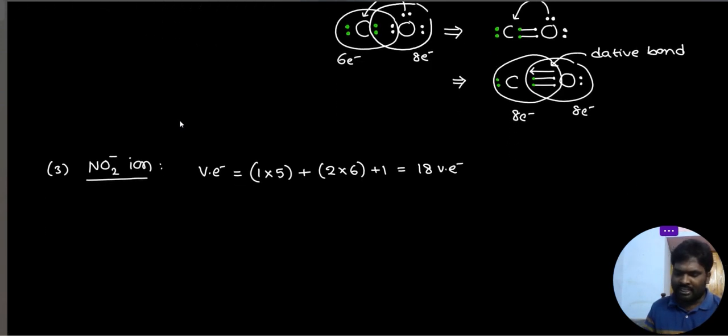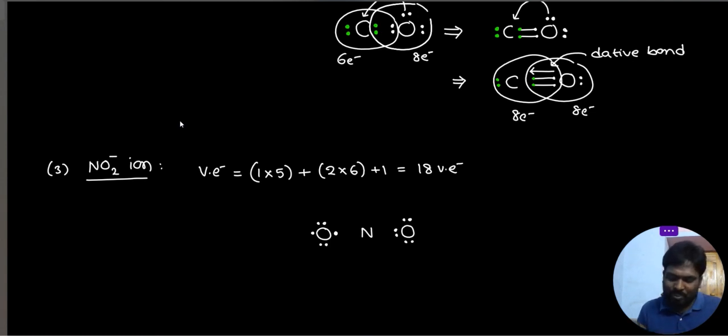Now first you can write the skeleton structure: nitrogen, oxygen, oxygen. You know oxygen is group number 6, so we can write 6 electrons. And this oxygen is also group number 6 only, so we can write 6 electrons.